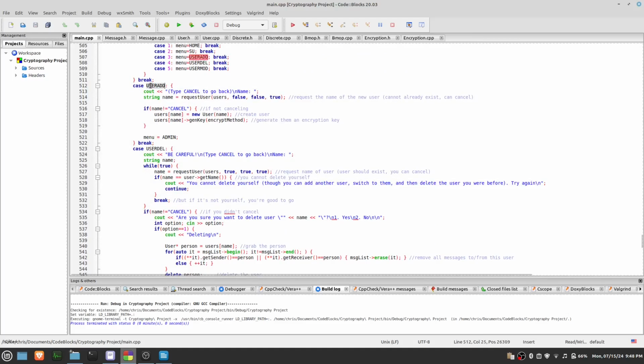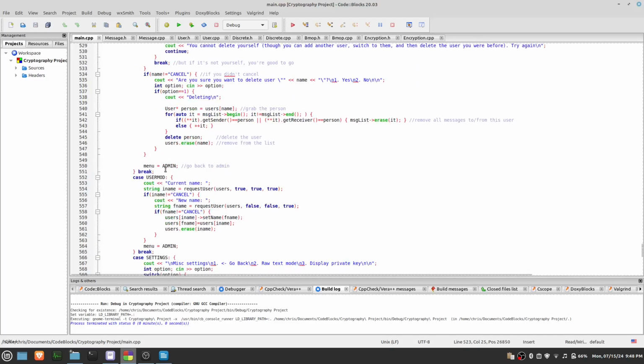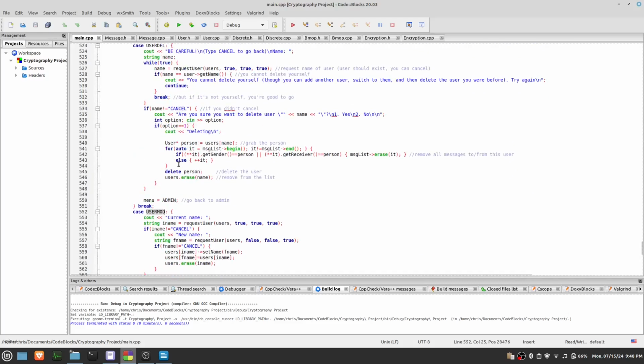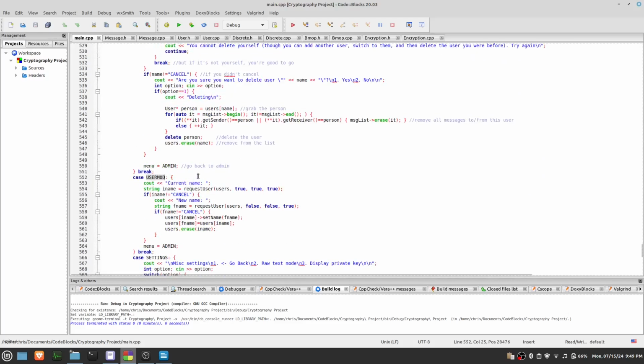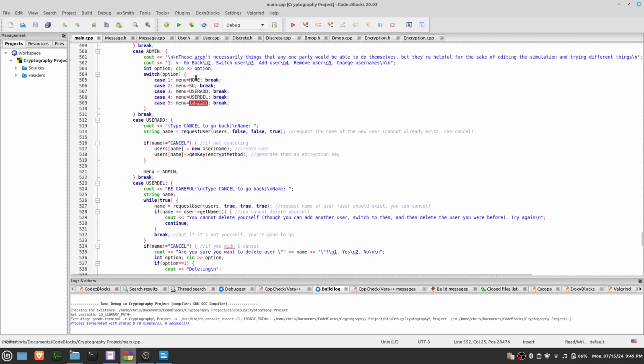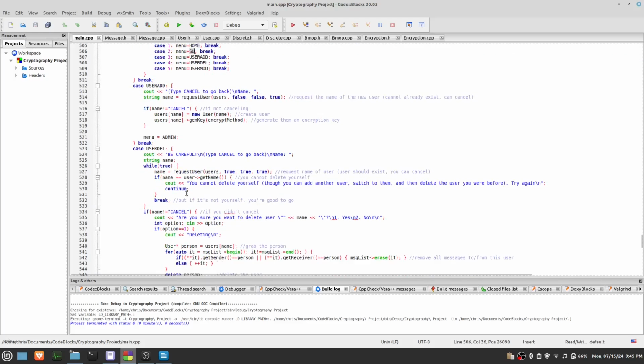I made sure to adopt the names of the commands that they have in Unix. So for instance, user add, user delete, user del, user mod. SU, you saw that before. That's the switch user command.